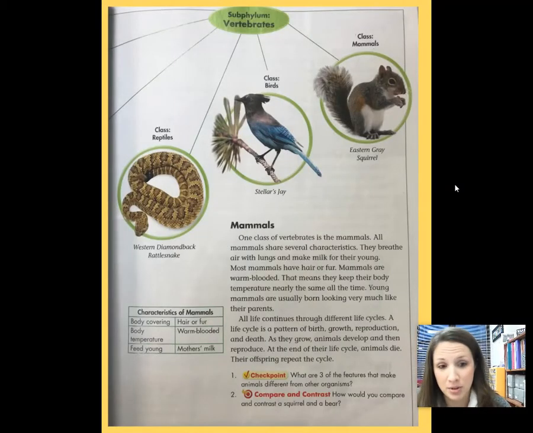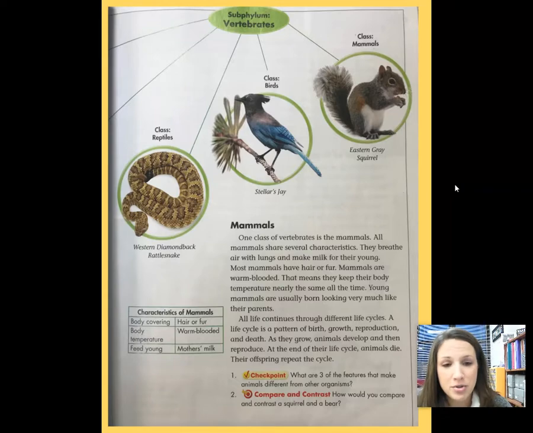So let's talk about mammals, all right? Absolutely, you should know you are a mammal. It says, one class of vertebrates is the mammals. All mammals share several characteristics. They breathe air with lungs and make milk for their young. Most mammals have hair or fur. Mammals are warm-blooded. That means they keep their body temperature nearly the same all the time. Young mammals are usually born looking very much like their parents.